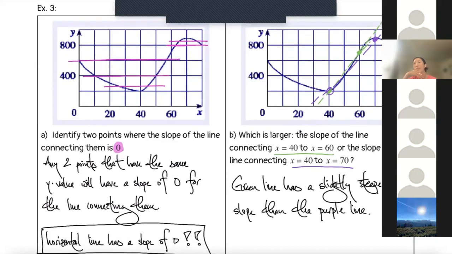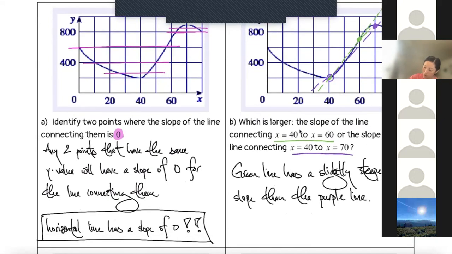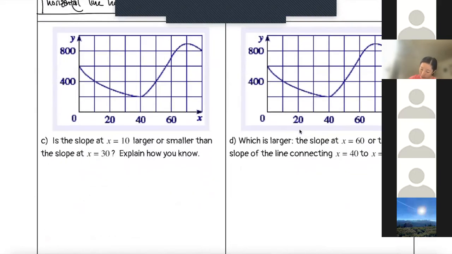So this idea of looking at steepness is going to come up quite a bit as we move through this unit, okay? We're going to look a lot at horizontal lines. And anytime we see a horizontal line, we're thinking slope of 0. We're going to look a lot at steepness, like which one is steeper than which one, or which one is less steep. So we're going to compare a lot of steepness of slopes.